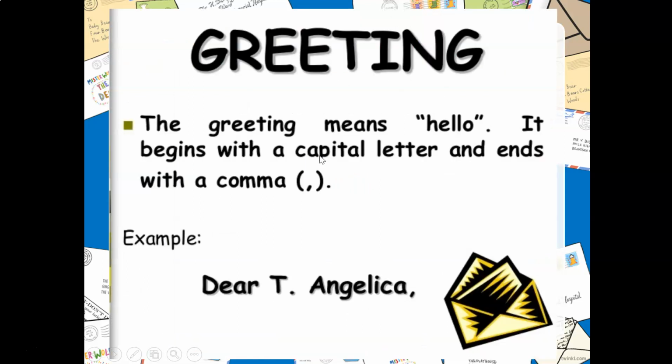The second part of the letter is the greeting. The greeting means hello. It begins with a capital letter and ends with a comma. The most common greeting is the word dear. Dear Teacher Angela. Dear Michael. Or you can also say, hello Michael. Hello Teacher Angela. Or the word hi. But always remember to end your greeting with a comma.